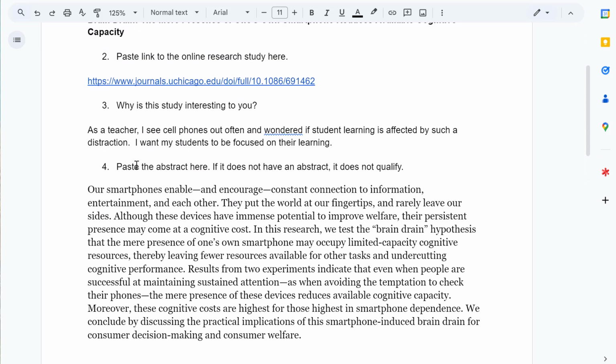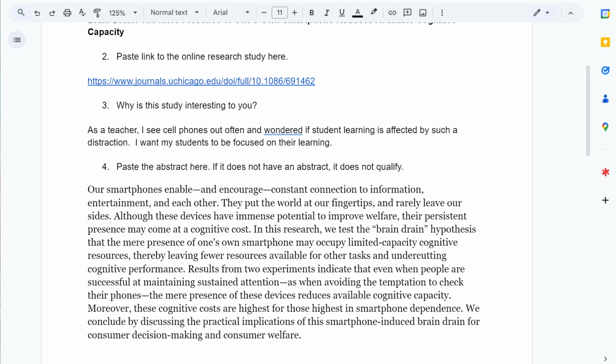Then the next part is really about you. Why is this study interesting to you? So for me, I want my students to learn, and when I see cell phones out, I'm wondering how much they can really be learning. So I was very happy to find this study that showed I was not mistaken: cell phones, even on the desk, even if you're not using them, can distract you. So then paste the abstract.